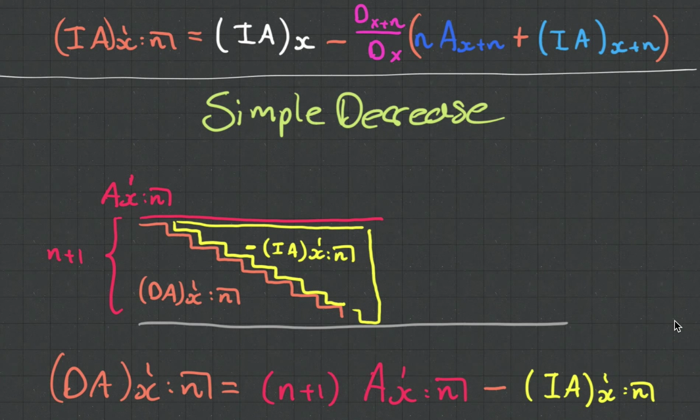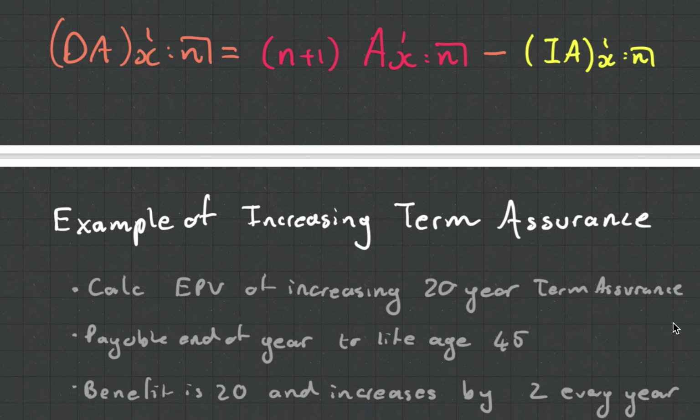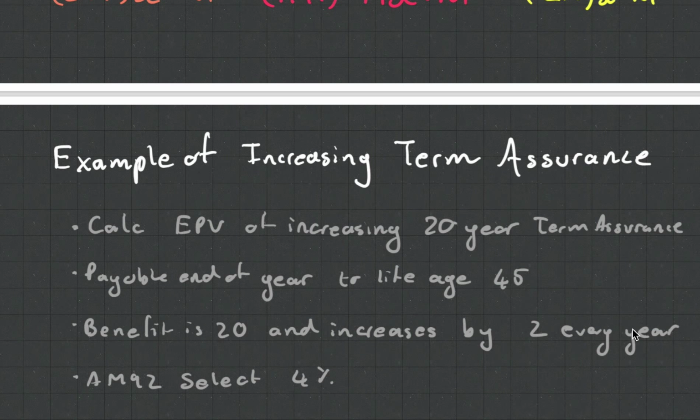But let's talk about some examples. So, example of an increasing term assurance. What we need to do is calculate the expected present value of an increasing 20-year term assurance. It's payable at the end of the year of death to a life aged 45.